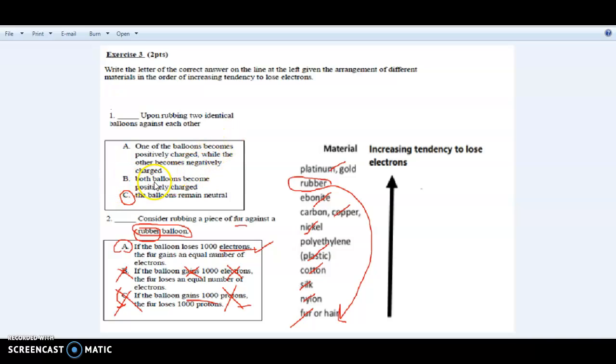And here part B, so the option in A was that one becomes positively charged, one becomes negatively charged. No, this is not right because no one is going to lose, no one is going to gain, and similarly for part B.